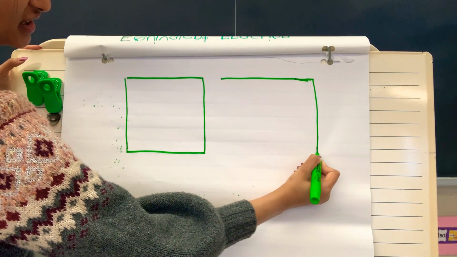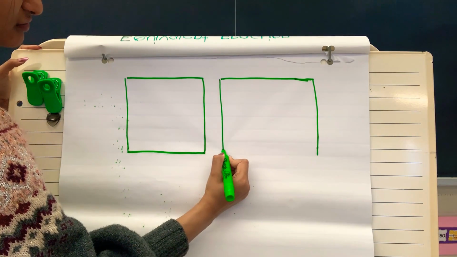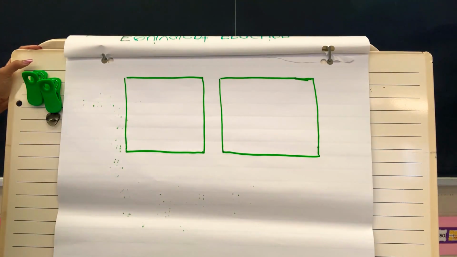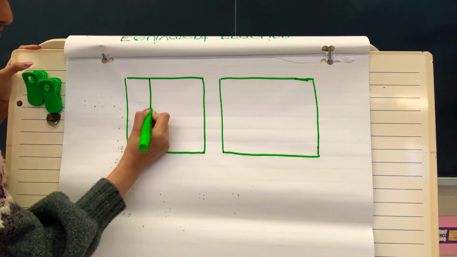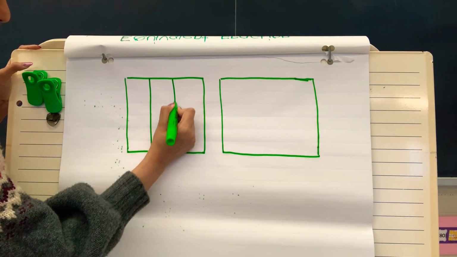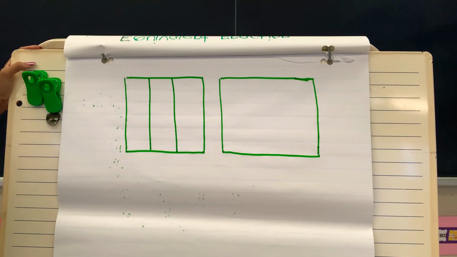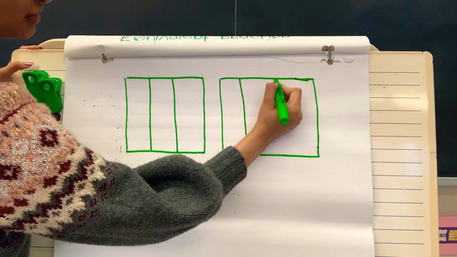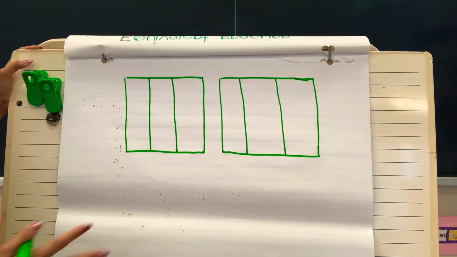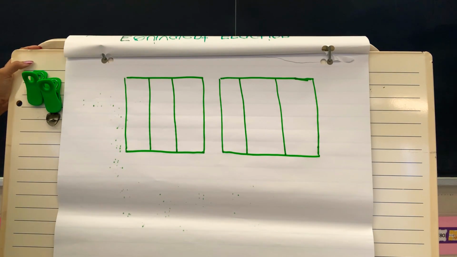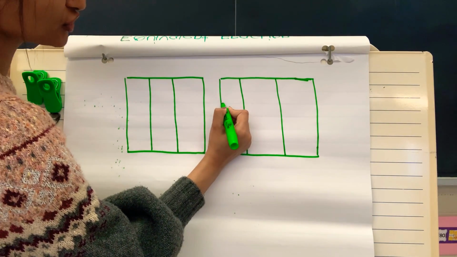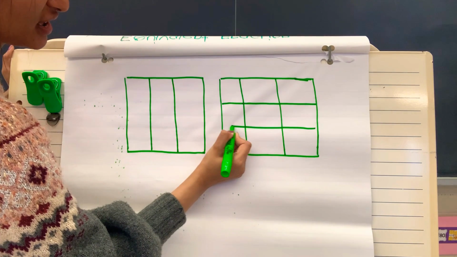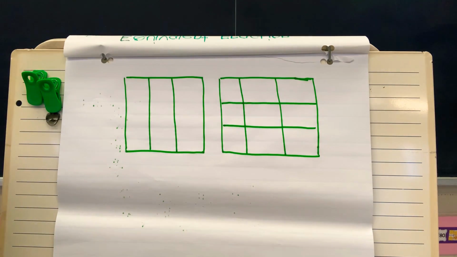And we are going to find out equivalent fractions. Okay. And I'm going to draw, I'm going to divide this into 3. I'm going to divide this into 3 as well, but not just vertical lines. I'm also going to divide it into horizontal lines. So 1 and 2.